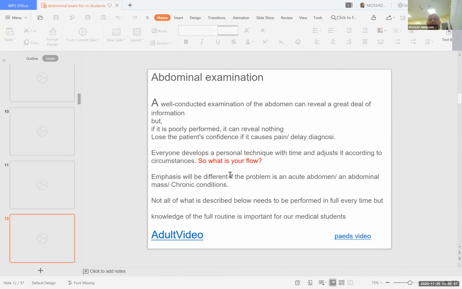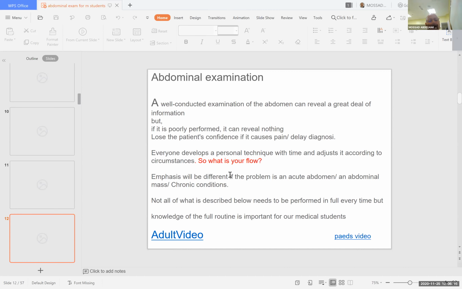So for abdominal examination, we must know that if you do a well-conducted exam, you will get a great amount of knowledge. But if you do it poorly, you can get nothing, and you can even lose the confidence of yourself and your patient. Everyone develops his personal technique, but you must know the flow.